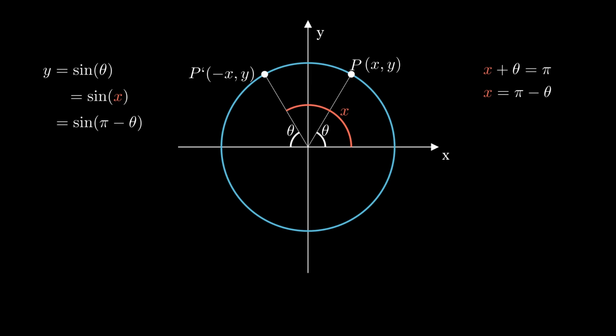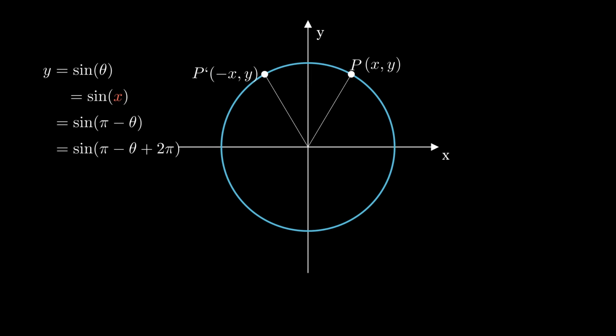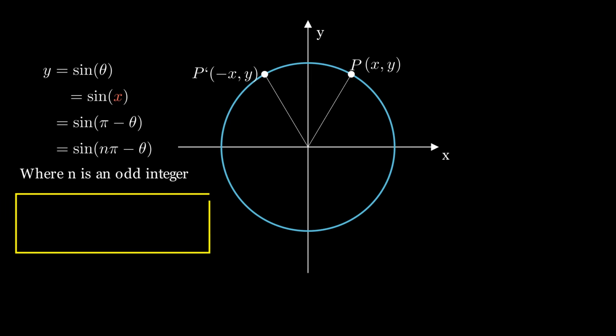Okay. Now watch what happens when I add 2 pi to our pi minus theta. Well, the y coordinate doesn't change, so it is still equal to sine theta. This evaluates to 3 pi minus theta. If I again add 2 pi, it evaluates to 5 pi minus theta and so on. You see the pattern. Let's just say sine theta is equal to sine of n pi minus theta, where n is an odd integer. In our main equation, sin x equals sin y, we can safely write sin y as sin of n pi minus y, where n is odd.